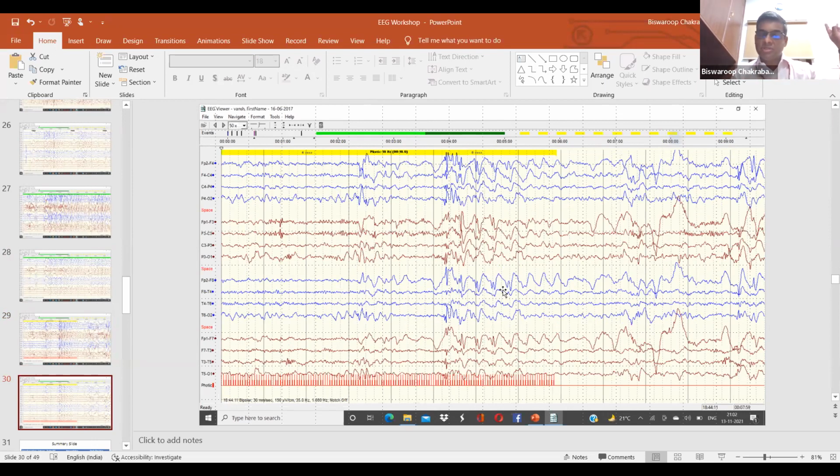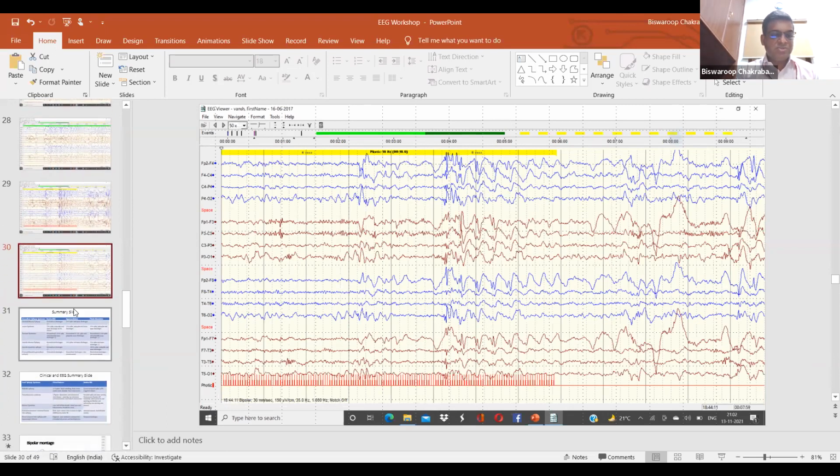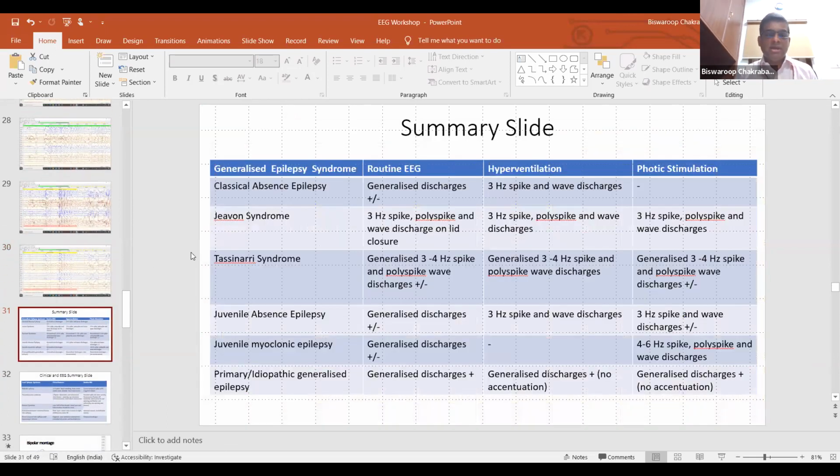So we understood childhood absence classical, then juvenile absence, then juvenile myoclonic, and then we also understood Juvenile syndrome. We had already seen the video and the corresponding EEG. So I've just kept the summary slide once more. Classical absence epilepsy of childhood, you will see routine EEG, generalized discharges, hyperventilation, 3 hertz spike and wave discharges. Just run through the slides I showed you, you will be able to remember.